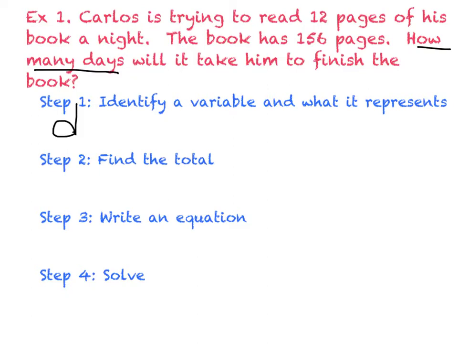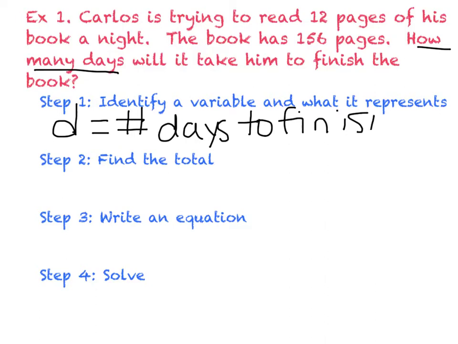So I have D. I need to identify the variable and what it represents. And D is going to represent the number of days to finish the book. And I'm just going to shorthand to finish. So D is going to be the number of days it takes to finish. Now I need to find the total. What number that I'm given represents the entire amount in the particular word problem I'm working with. So in this example, it says Carlos is reading some pages of a book. The total is going to be the total number of pages in the book, which it tells me is 156. So my total here is going to be 156.